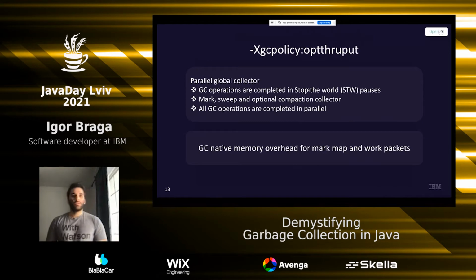So Optthruput is a parallel global collector. Parallel means that multiple GC threads are going to be collecting garbage. Its operations are done in stop-the-world, meaning all the application threads are stopped and GC is doing its work. It does its work in a mark, sweep, and optional compaction collector. And like I said, all GC operations are in parallel. And there's some extra native memory overhead because of metadata.